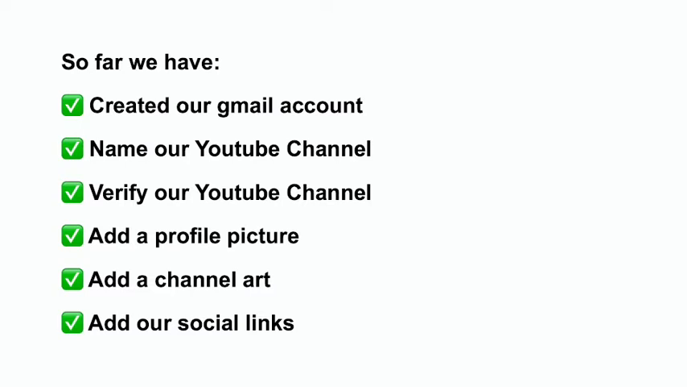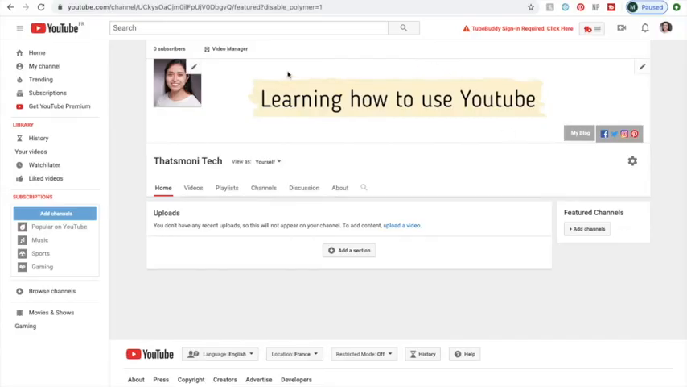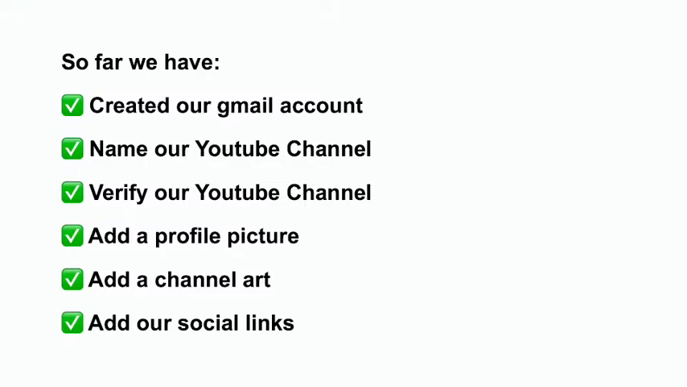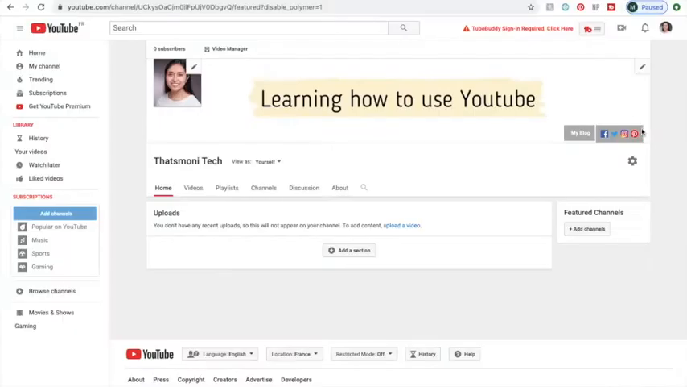So far, we created our Gmail account, we chose a channel name, we verified our account with our phone number, we added our profile picture, then we added a channel art, which is this photo. We also added our social media icons.